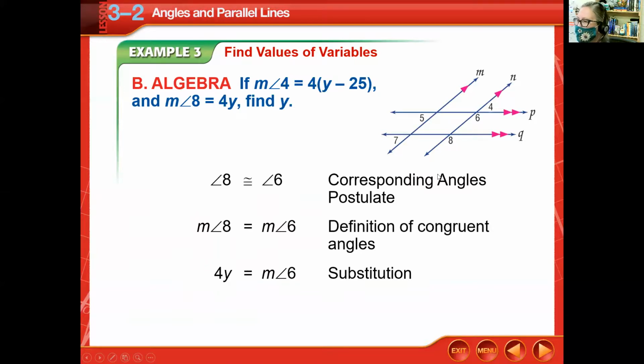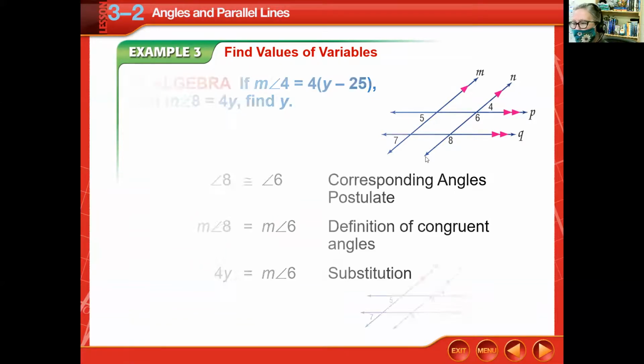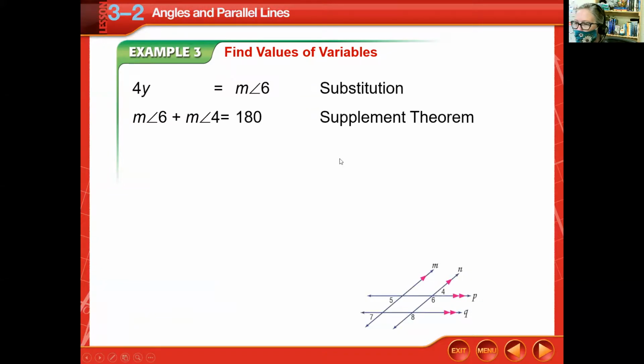So now we know that angle 6 is 4y. We know that angle 4 is this. So 4y plus that is going to end up equaling 180. And I know some of you hate solving that kind of equation, but it's not going away. Just saying. So remember from the last slide that 4 and 6 end up adding up to 180, and then 6 is 4y, and 4 was 4 parentheses y minus 25.